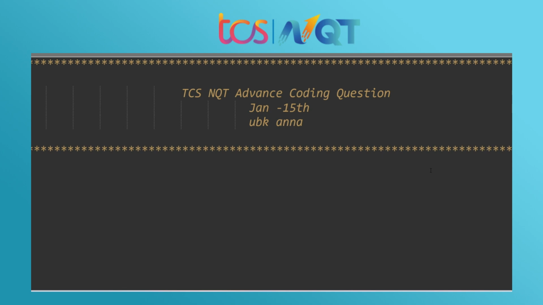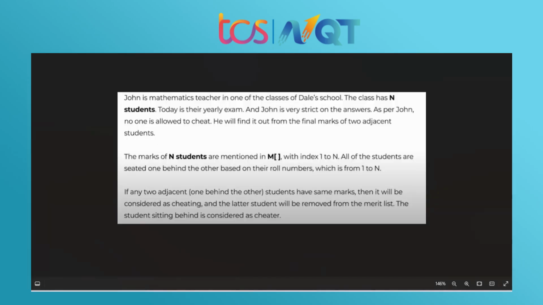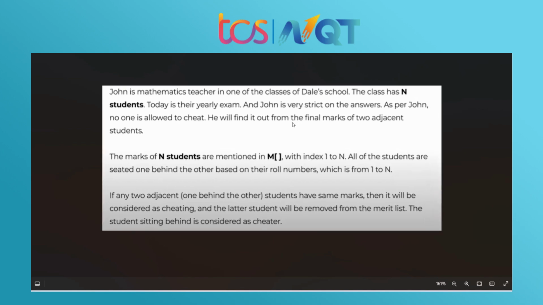Okay, so let's go to the question. So the question is regarding this. John is a mathematics teacher in one of the classes of Dell's school. The class has n students. Today is their yearly exam and John is very strict on the answers. As per John, no one is allowed to cheat. He will find it out from the final marks of two adjacent students. Okay, so let's see the criteria for who is a cheater.